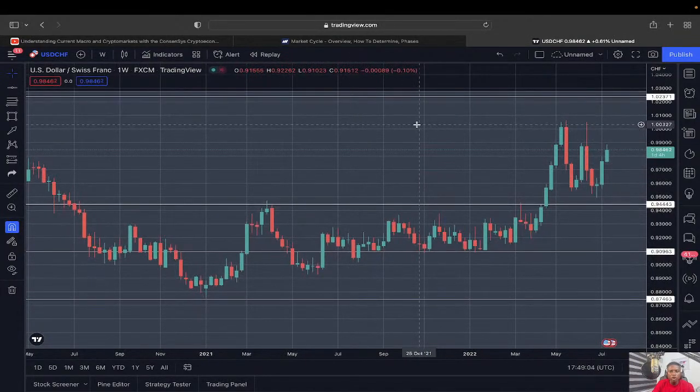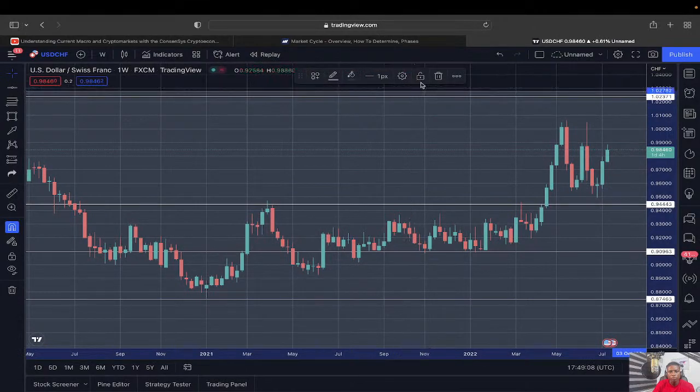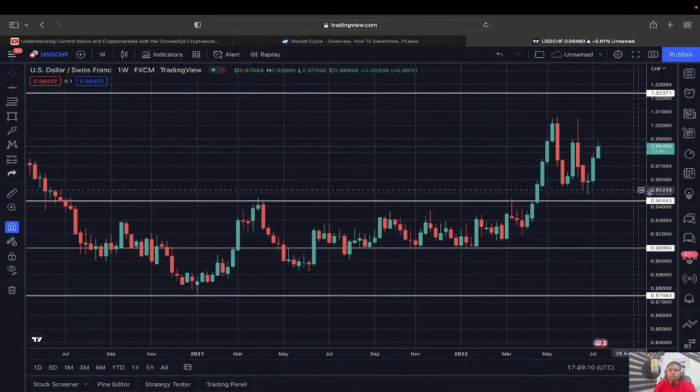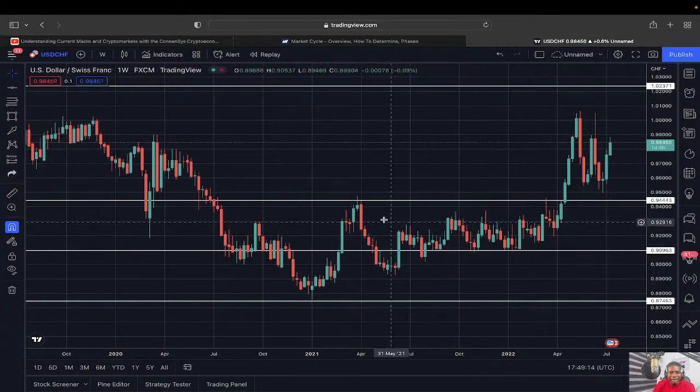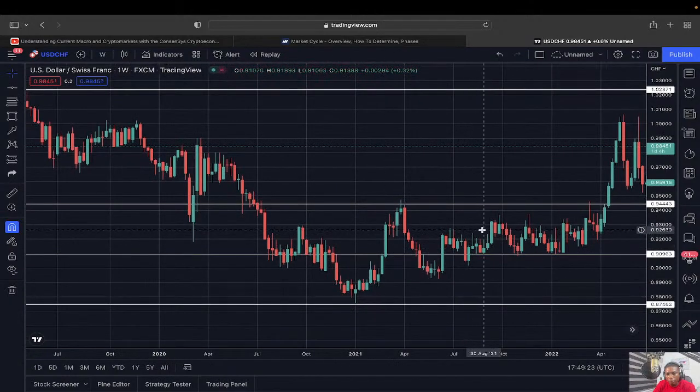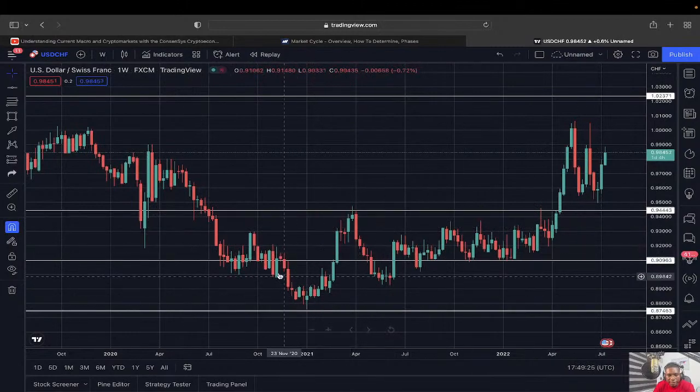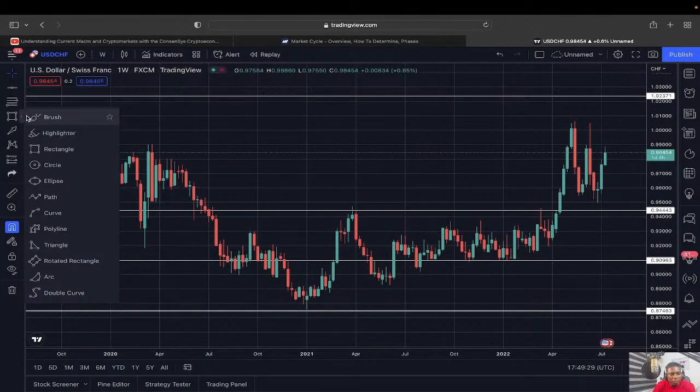So if you look closely here, you will discover that price formed some form of ascending triangle here. So let's see if we can connect the dots.